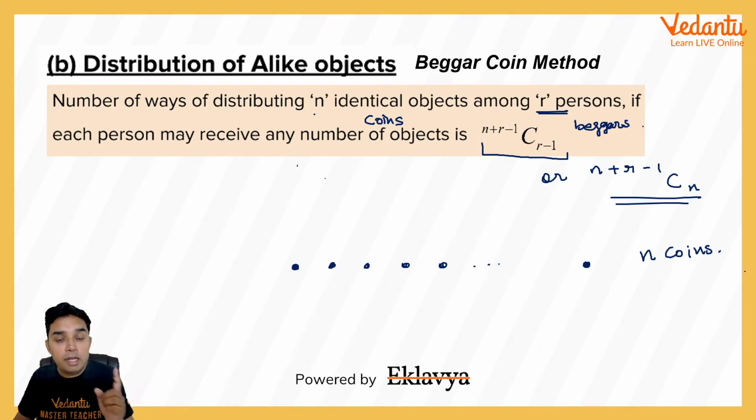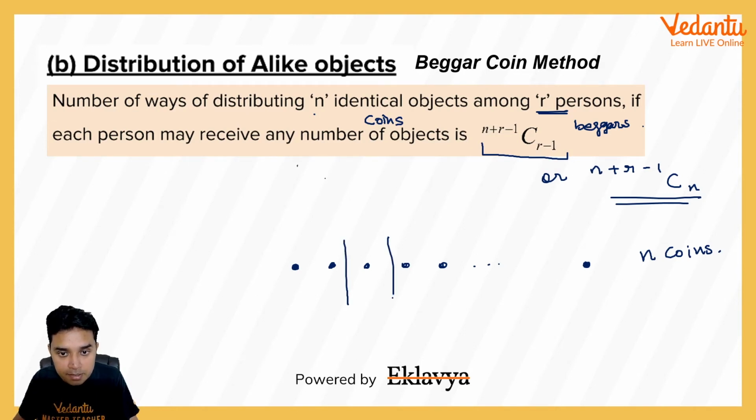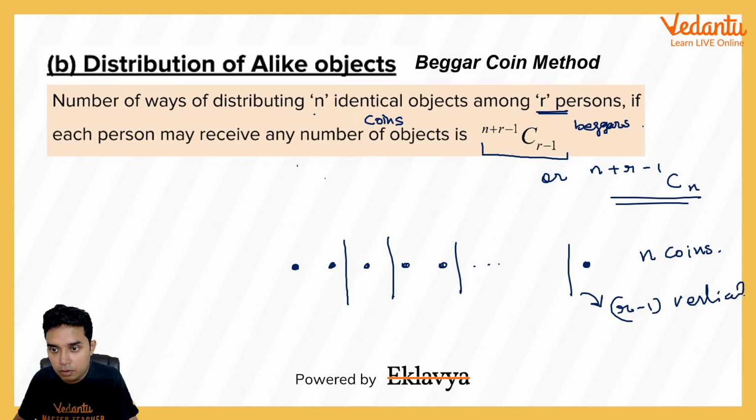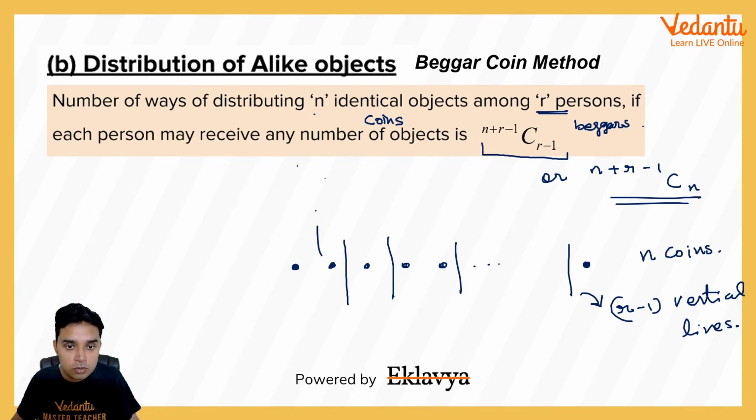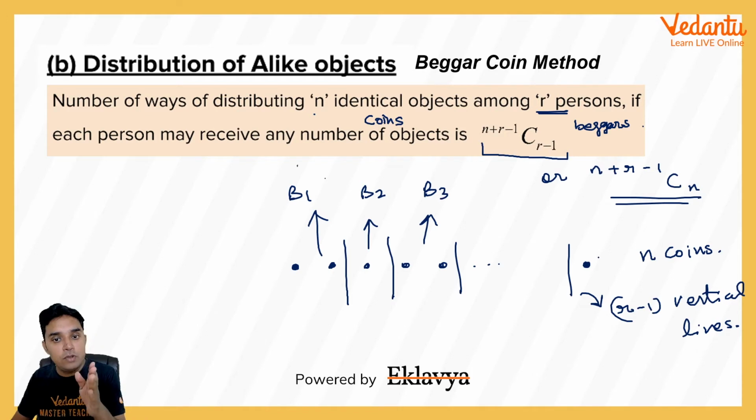Now if there are R beggars, then put R minus 1 vertical lines in between. Wherever these lines go, the first portion will go to beggar 1, the second portion will go to beggar 2, and so on. So wherever your lines go, you will be able to distribute your n coins among R beggars accordingly.